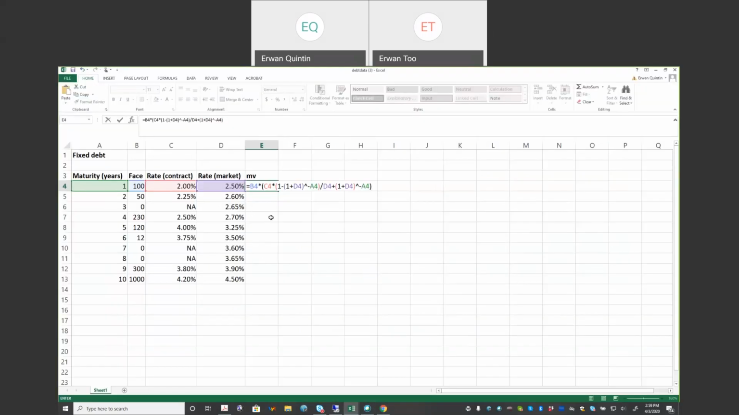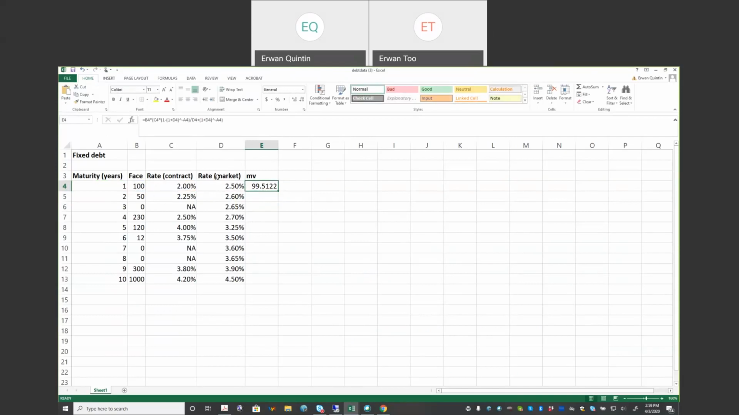Okay, very good. Let's return here. So let's see what number we get. So we get about $99.5 million. That's a number that makes sense. Why do I say it makes sense? Because the market rate is above the contract rate. So that's going to imply that the market value of debt is below the face value of debt. So far, so good. Market value of 99.5, that's below 100.